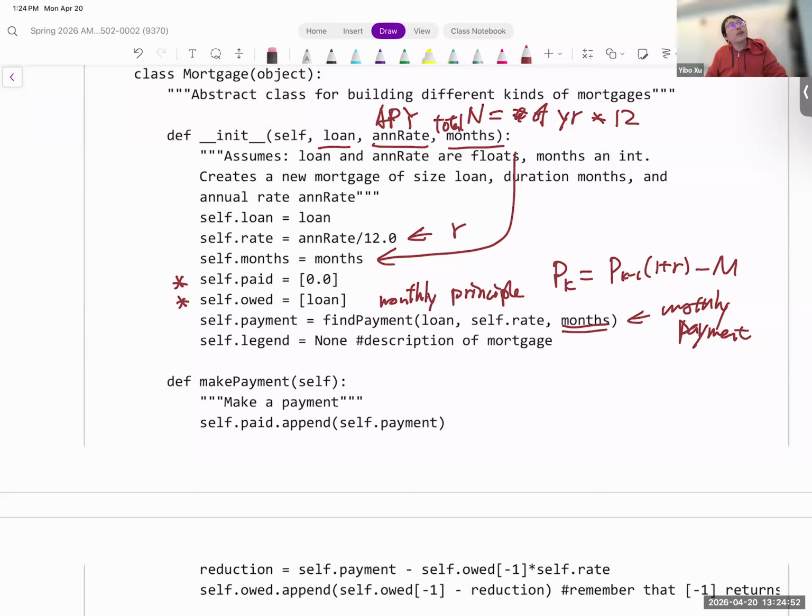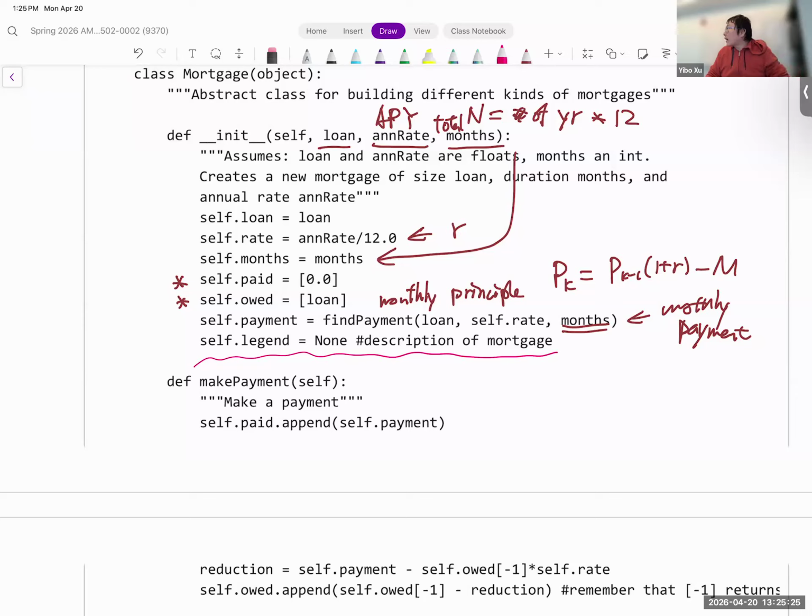And finally, there's a self.legend. That's basically saying, okay, now for each loan, I have specified all the things that I need for this class. But then to give it a name, we call it a legend because later you're going to see that we're going to plot the curves. So each curve you would need a legend. Which is why they use a legend here to indicate how you're going to describe the mortgage.